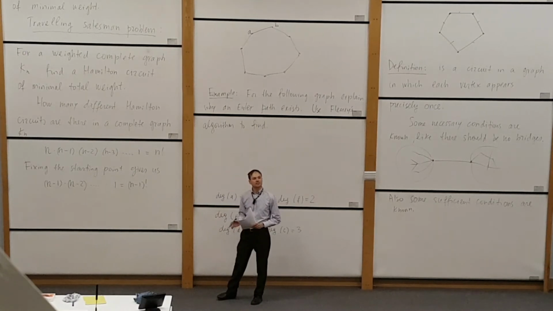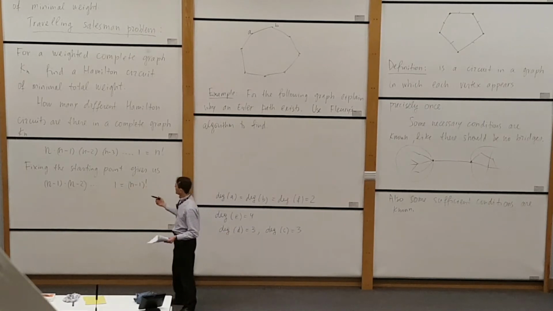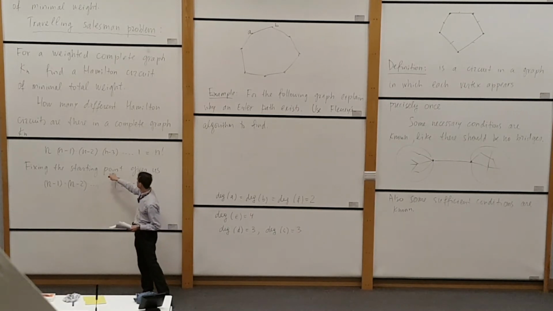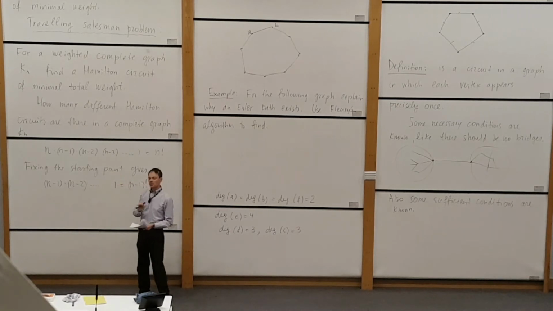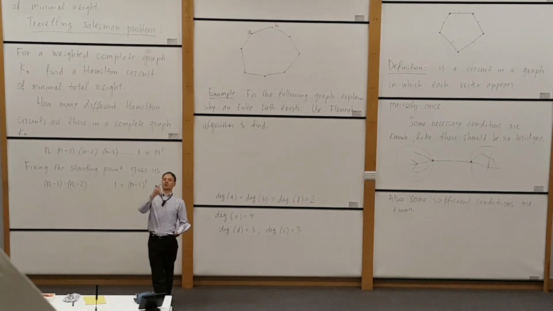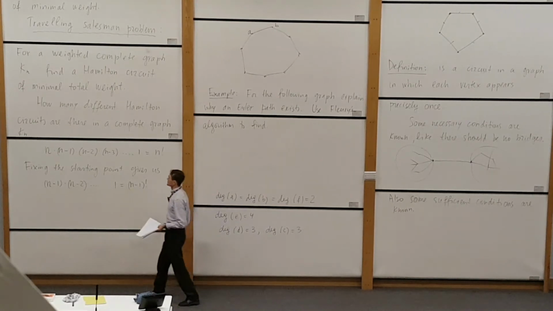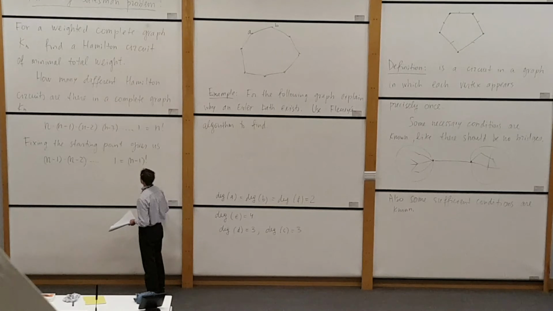And yet this still overcomes, because in principle I have two directions along the circuit. If I already chose a circuit which starts out from some fixed vertex, then I can reverse the way I go, and it's the same circuit with the same total weight, just traversed in reverse. So it's the same circuit with the same weight.